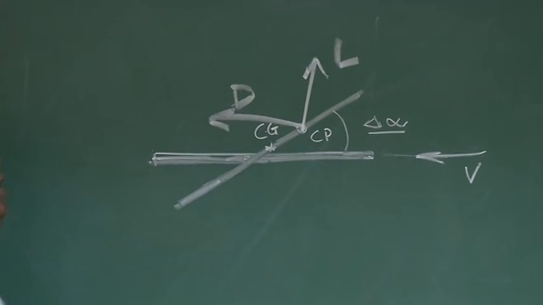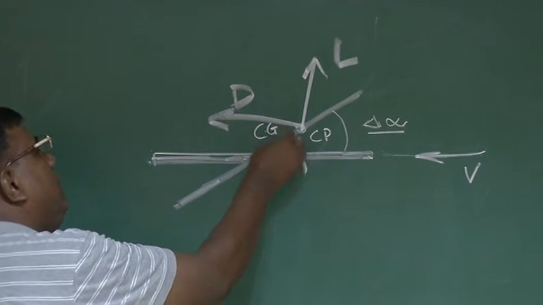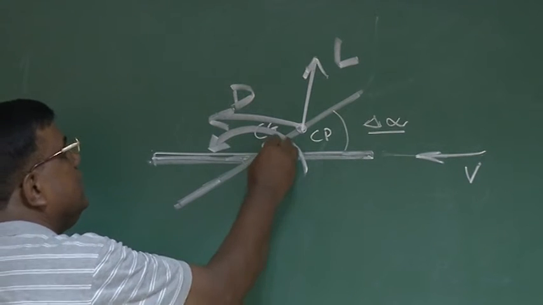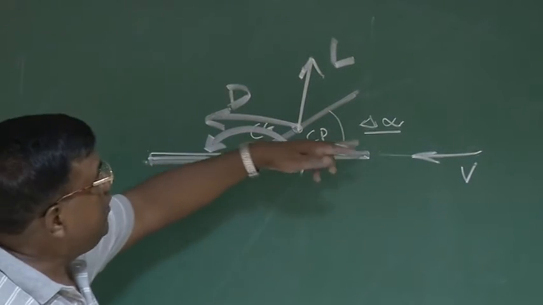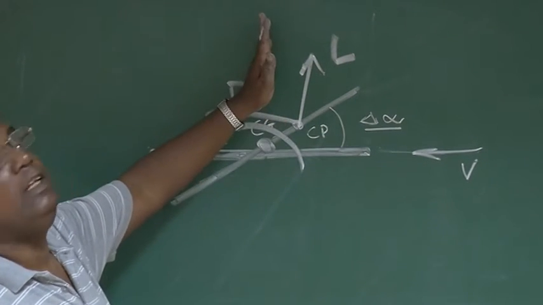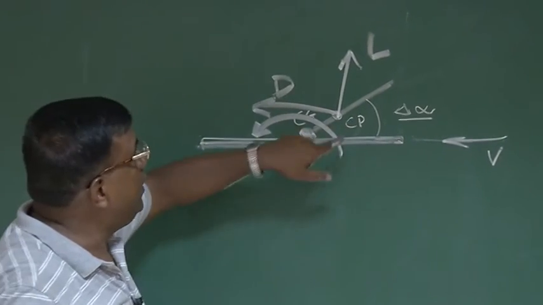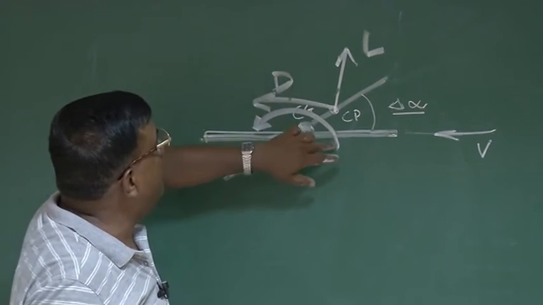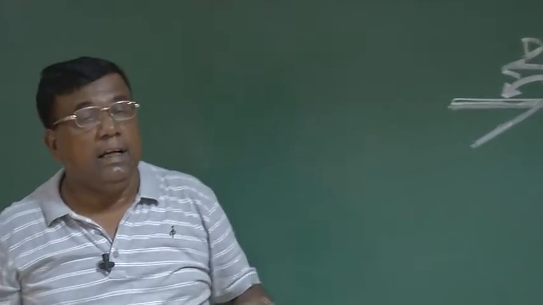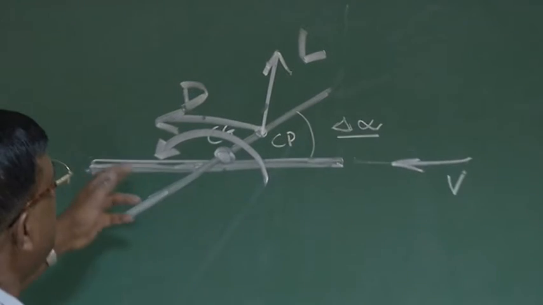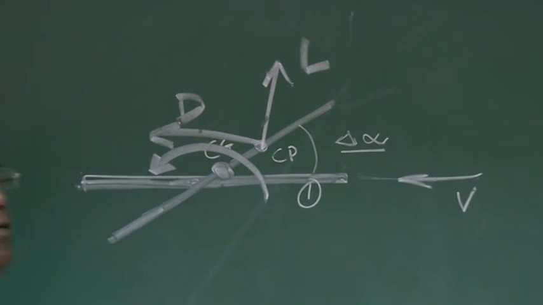What will this lift and drag do? This lift and drag will give further moment like this about CG. The body will rotate about CG. So, whatever delta alpha you have given, this plate will further increase the angle of attack. Am I correct? Because this lift and drag will give a moment like this, so nose up. So it will further increase the angle of attack. Does it have any initial tendency to come back to where it started? That is, does it have initial tendency to come back to this state one, where it was in equilibrium?